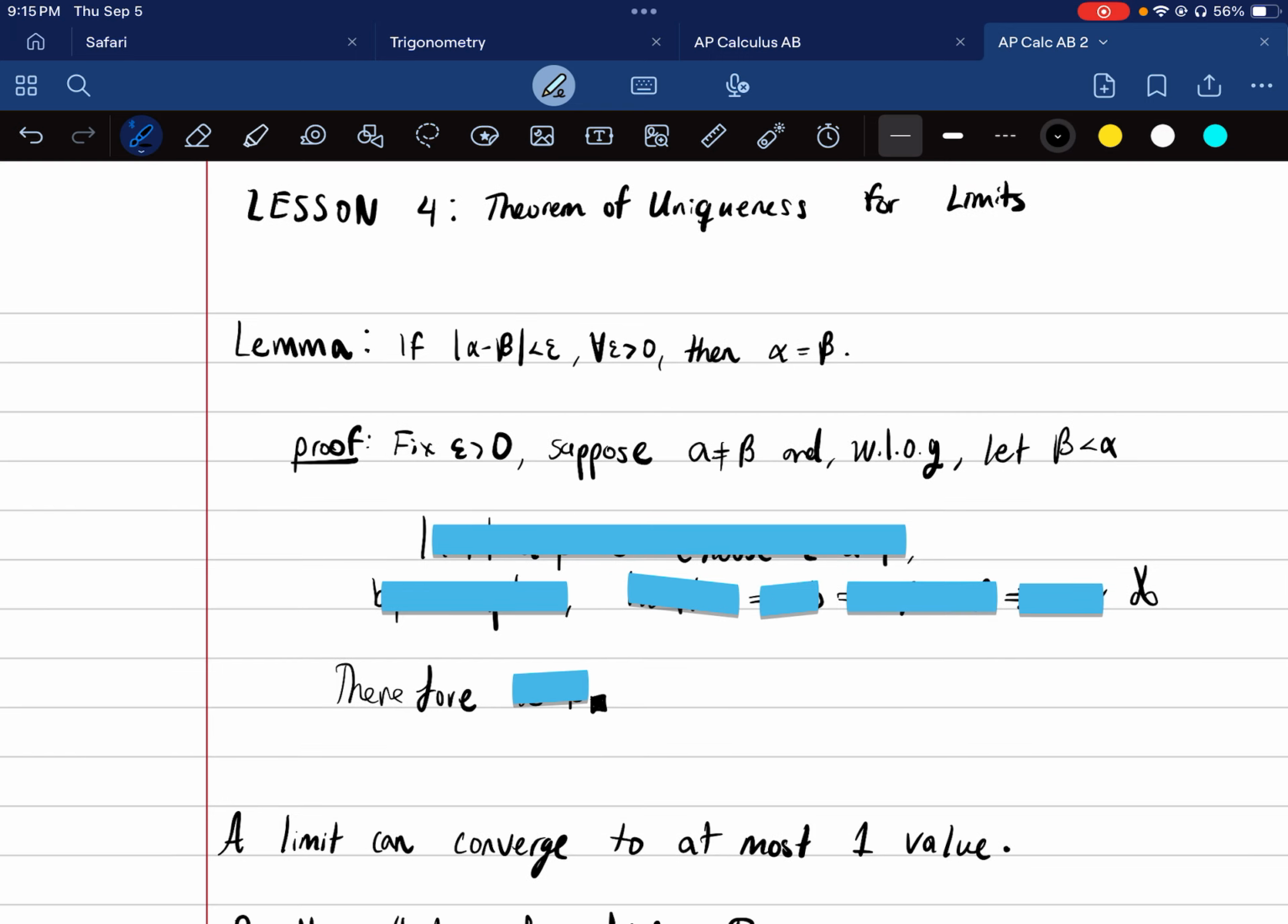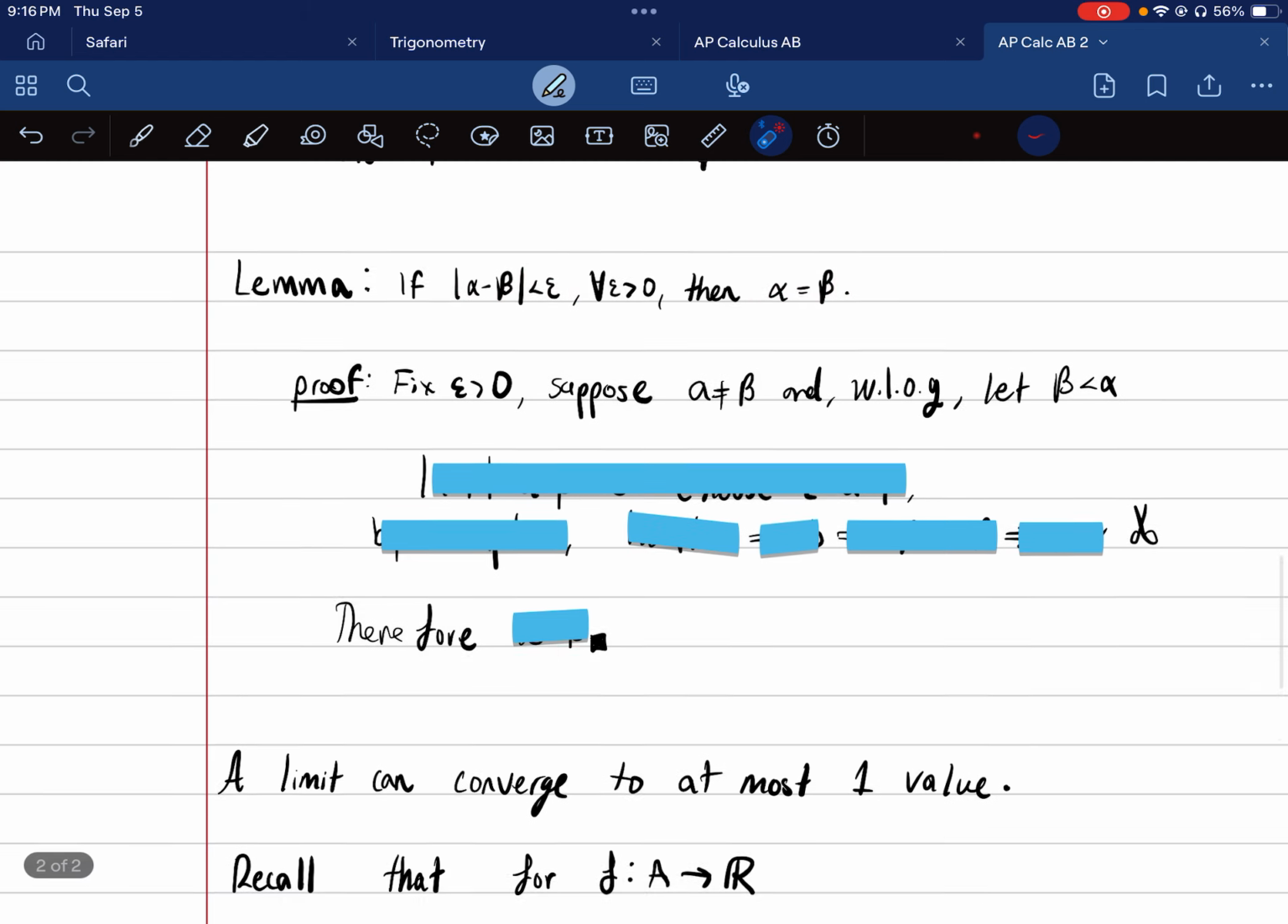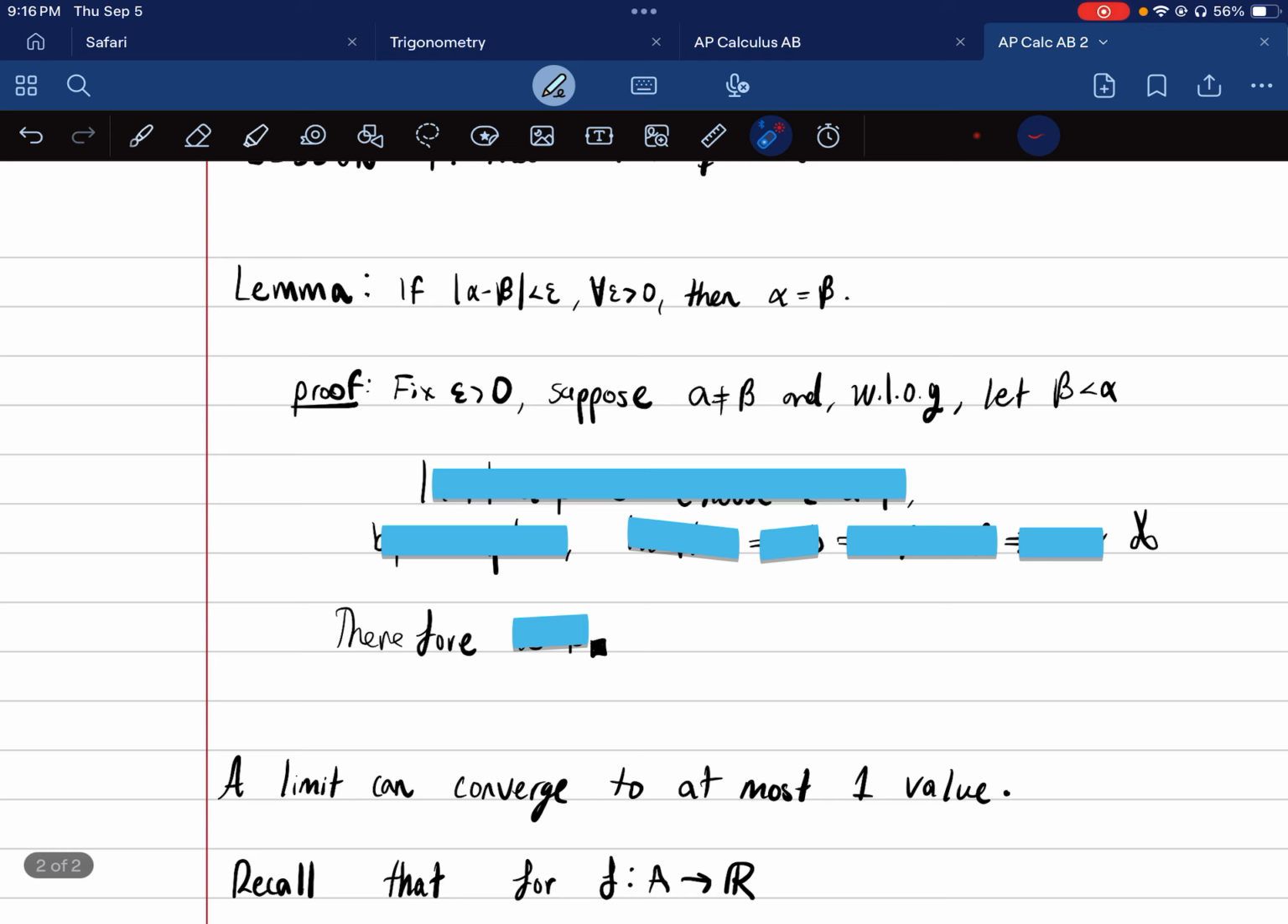The lemma is saying if the absolute value of a minus b is less than epsilon for any epsilon greater than 0, then a is equal to b, or alpha is equal to beta. In other words, if the distance between a and b is less than any positive number possible, then a has to be b, or alpha beta.